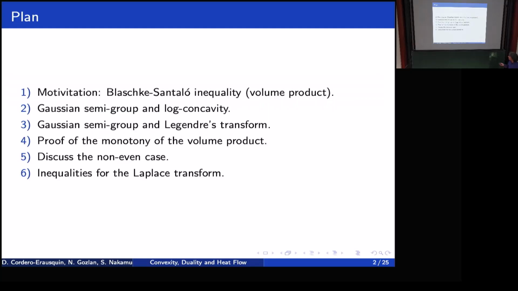So this is the outline. I will start with the motivation for this problem. You already heard about the Blaschke-Santalo inequality. Then I will spend some time recalling some basic classical results about Gaussians and Gaussian semigroups and log-concavity. Then speak about what happens when you look at the Legendre transform in this context, and then go back to the motivation, which was understanding the evolution of the volume product here. And I hope I will have time to discuss the non-even case too.